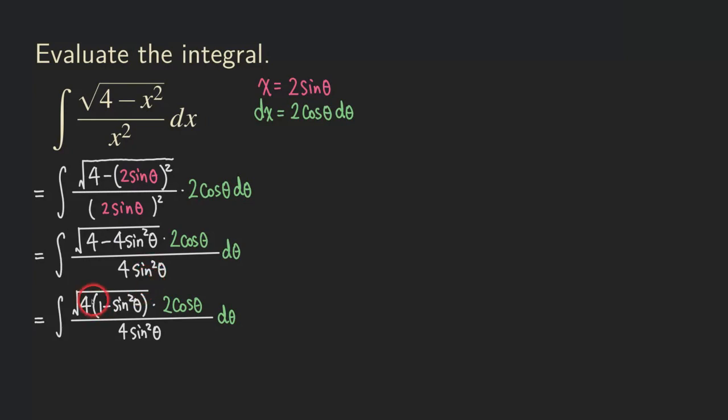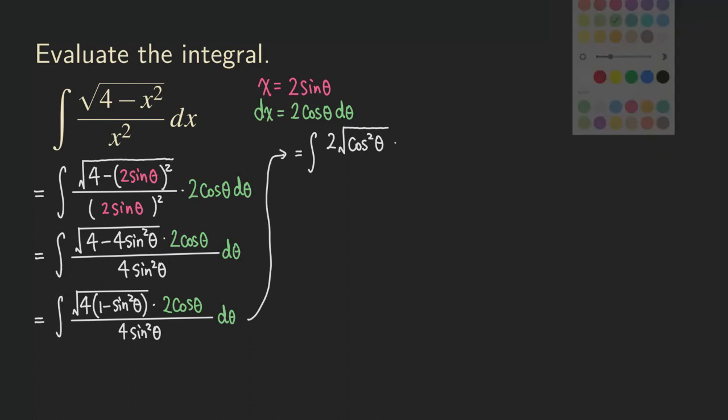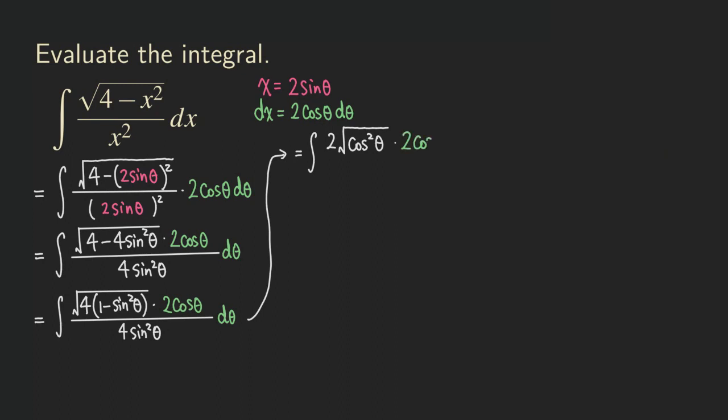So see that we can actually take this 4 outside the square root, which will become a 2. And then it turns out that the 1 minus sine square will turn into a cosine square, right? So let's continue with the calculation. So we have the integral of the 2, and then the square root of just the cosine square theta here, and then times that 2, and then cosine theta d theta here.